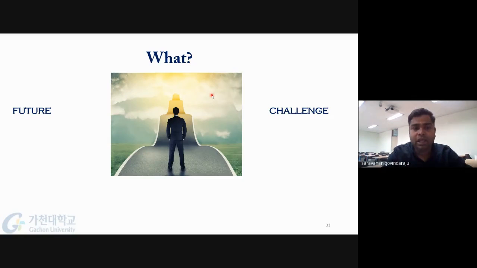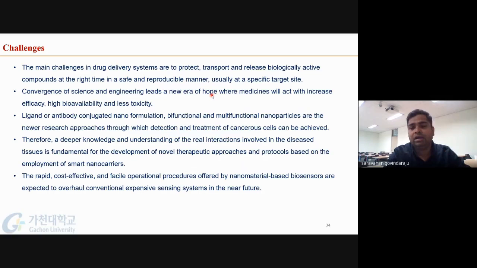So here, what is the future? What are the challenges we are going to face in drug delivery and healthcare applications? The main challenge of drug delivery systems is to protect, transport, and release a biologically active compound in a safe and reproducible manner, usually to a specific target site. The specific target site is very important for the drug delivery system. So it should carry it at the right time to deliver the drug to the specific target site. So that is one challenge we are facing now.